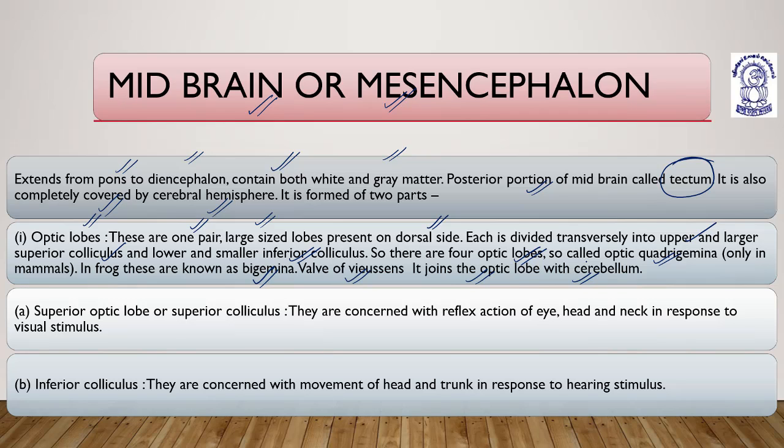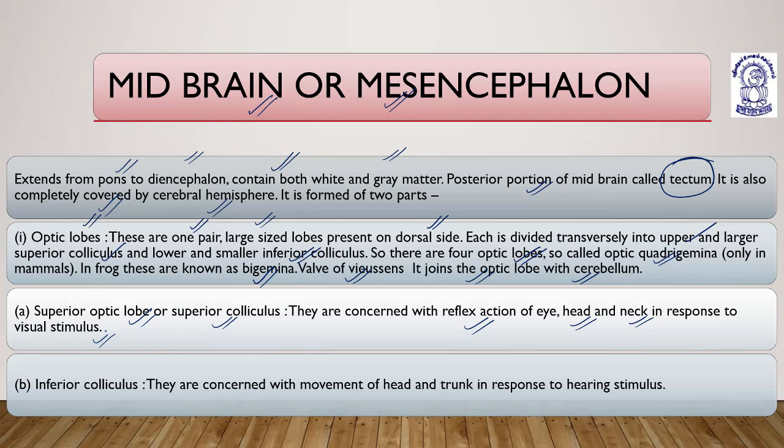The midbrain extends from the pons to the diencephalon and contains both white and gray matter. The posterior portion of the midbrain is called the tectum. It is also completely covered by the cerebral hemispheres, and it is formed of two parts, the optic lobes. The superior optic lobes or superior colliculi are concerned with reflex actions of the eye, head and neck in response to visual stimulus.